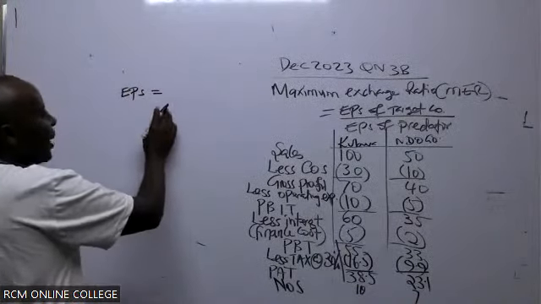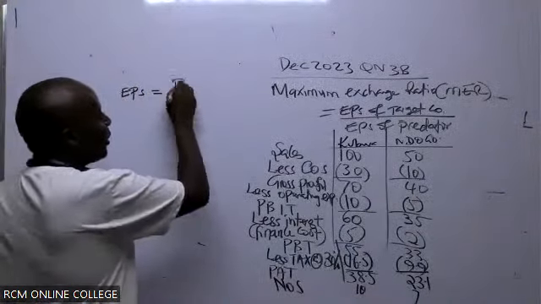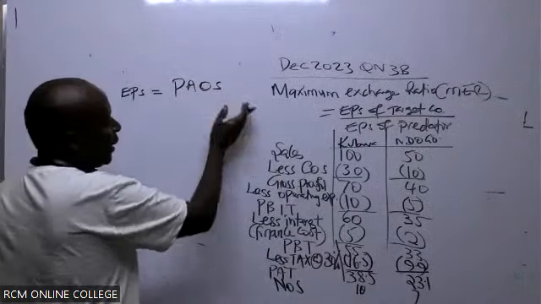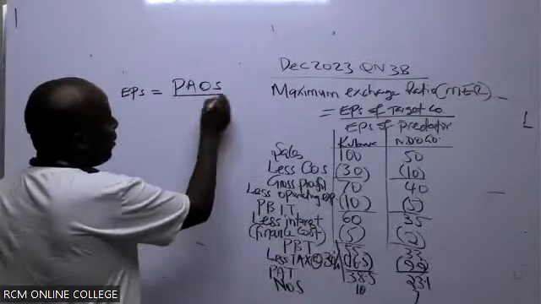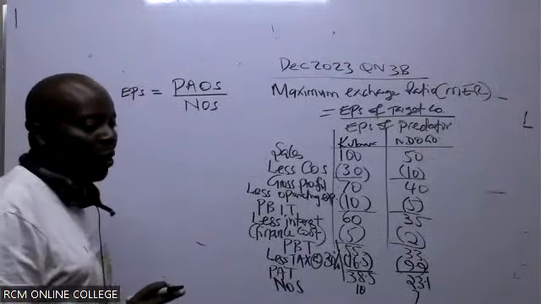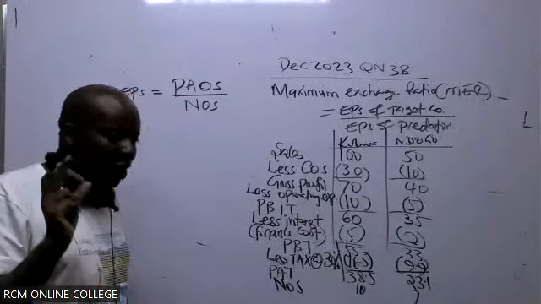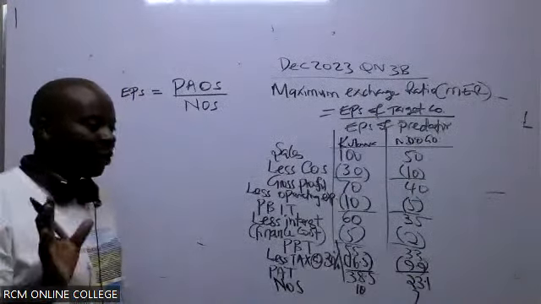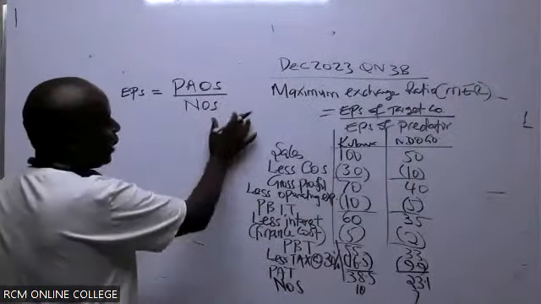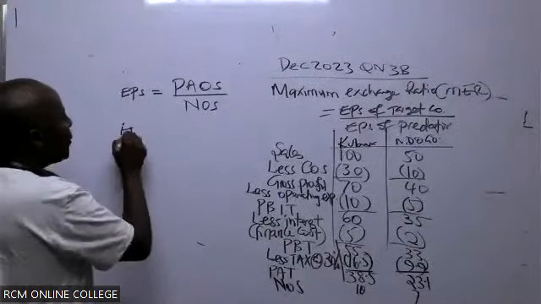So EPS, remember, is profit attributable to ordinary shareholders, PAOs. Here, there is nothing like to be weighted. So divided by NOS. Please write this in full: profit attributable to ordinary shareholders, all over number of ordinary shares. So then I can very comfortably come and give them EPS.